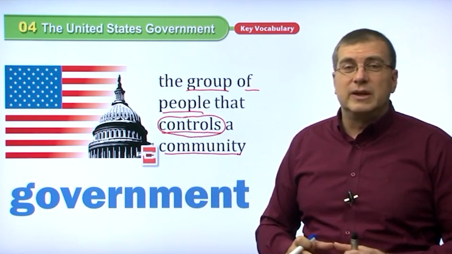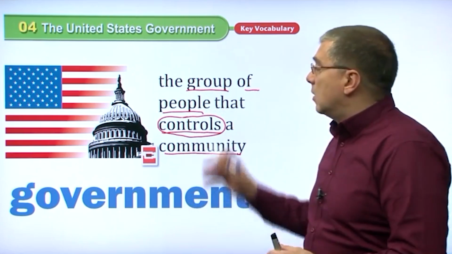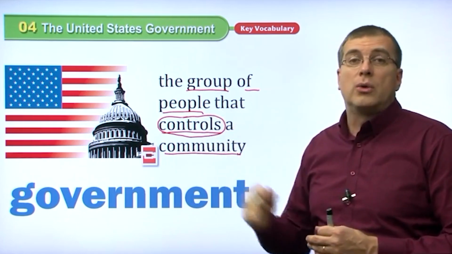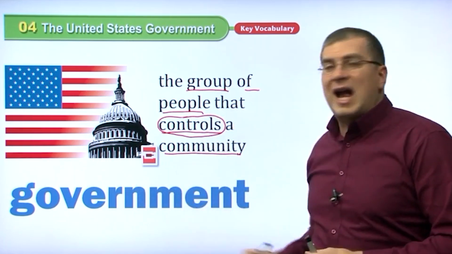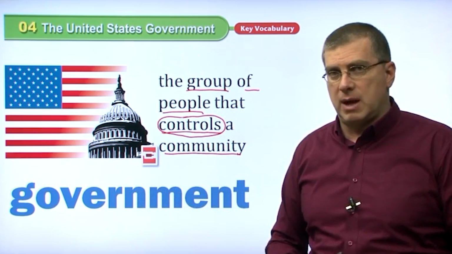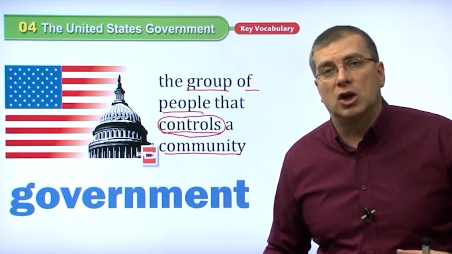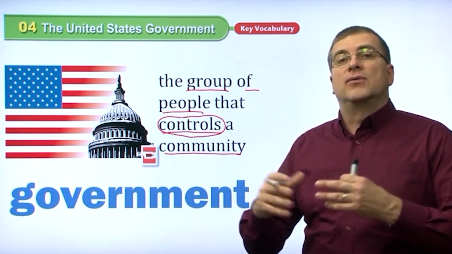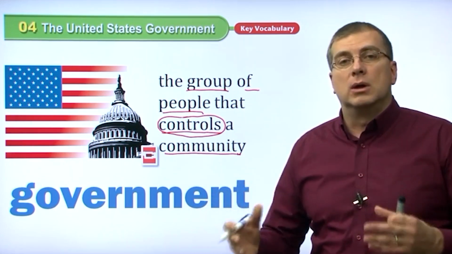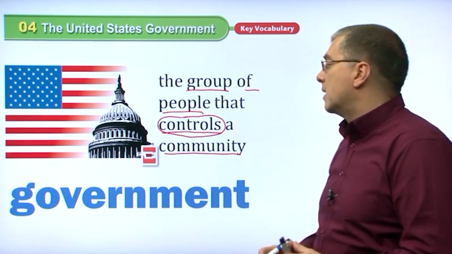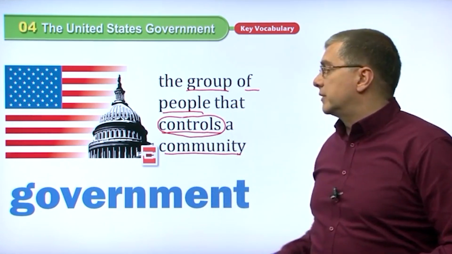In other countries that are not democratic, yeah, one person or a few people do control the community. So it depends on what kind of government we're talking about. But a government is the group of people who are in charge, who figure out how the community will act, what will happen in the community, or what the laws are. So that's the group of people that controls a community.